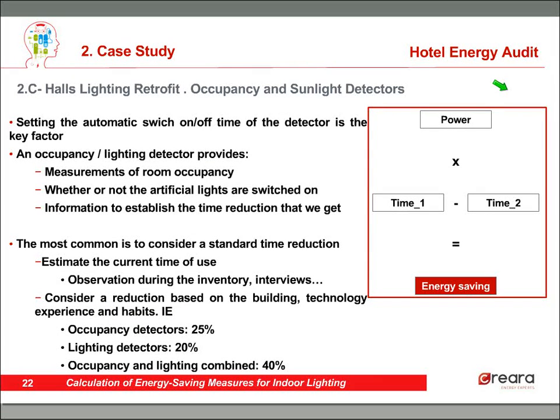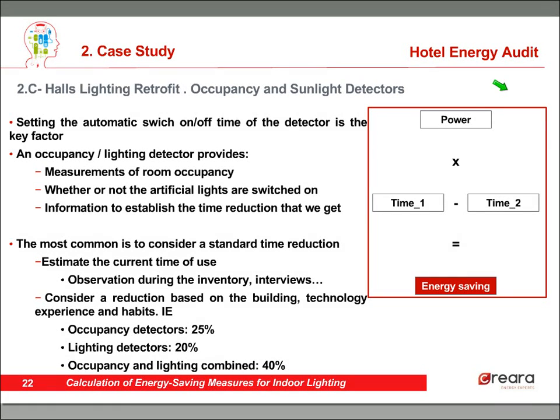It is always important to set the time of use of the lamps. Unlike the power, we can't just read it. This is especially important when we study control measures because, as I said, we have to set 2 times: the time of use before the measures and the time of use after the measures.